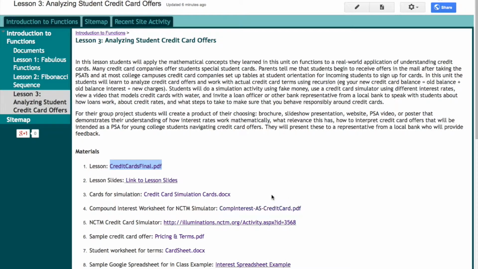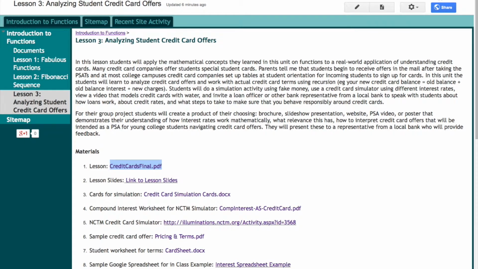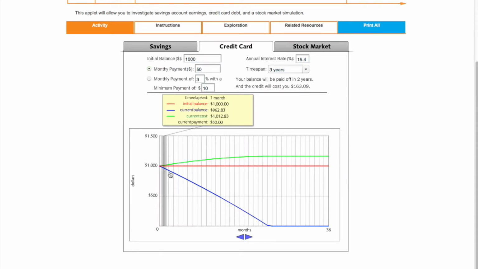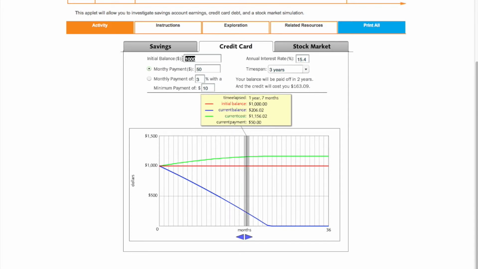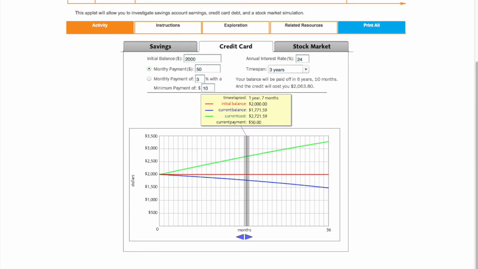the unit standards. For their group project, students will create a product of their choosing that demonstrates their understanding of how interest rates work mathematically, what relevance this has, and how to interpret credit card offers. That will be intended as a PSA for young college students navigating credit card offers. They will demonstrate their knowledge of the math standards with an individual component of the project. They will present their projects to a representative from a local bank who will provide feedback.